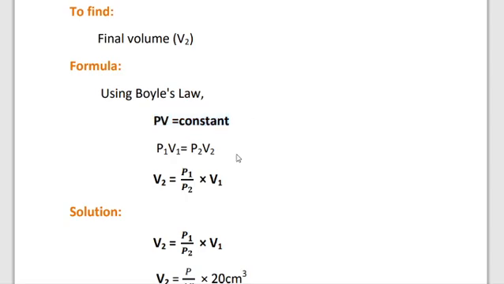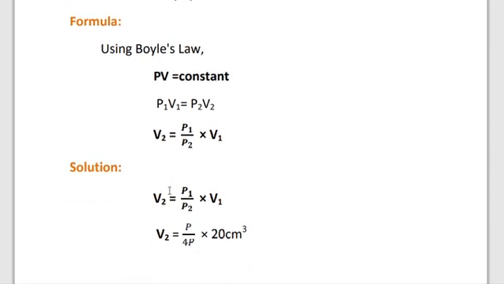Here P is pressure and V is volume. Then we take the formula P1 V1 is equal to P2 V2. We know P1 is the pressure, V1 is the volume. So P1 V1 is equal to P2 V2. Then we need V2 only. So P2 goes to that side, meaning V2 equals P1 by P2 into V1.